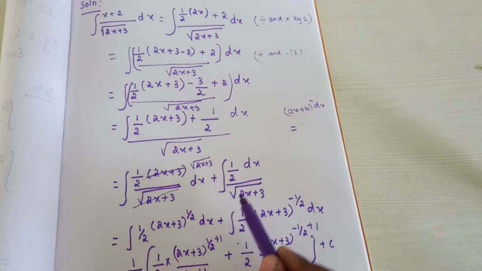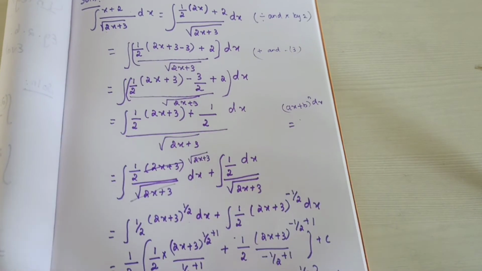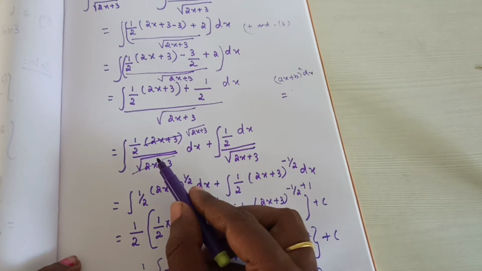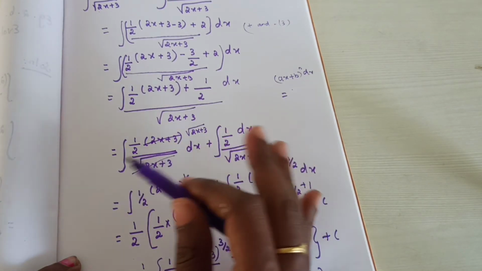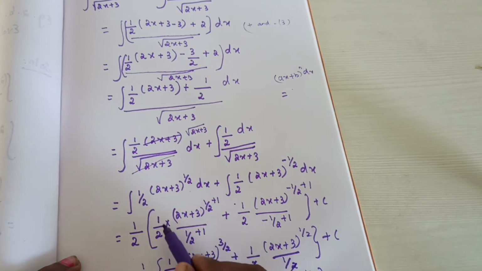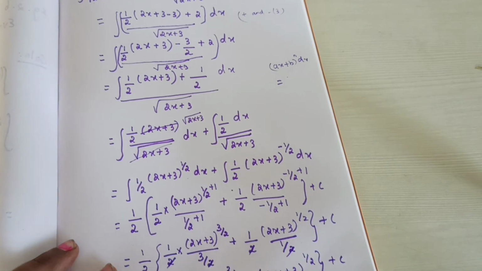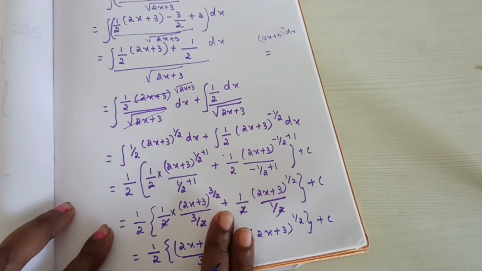Then afterwards, the (ax plus b) the whole power n dx formula, in the last class I taught you. So always keep it in mind: if the x coefficient is 1, no problem, directly we will apply. If the x coefficient is not equal to 1, we need to divide by the particular coefficient also. Understand? Afterwards just simplify correctly, you will get the answer. I hope you got some idea.